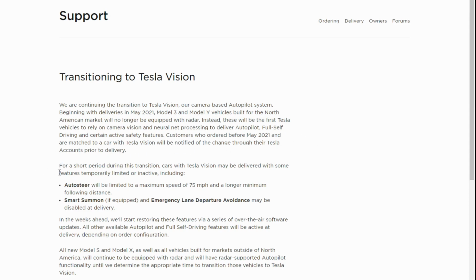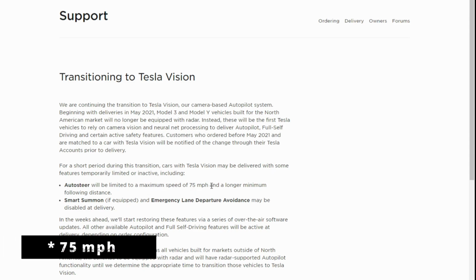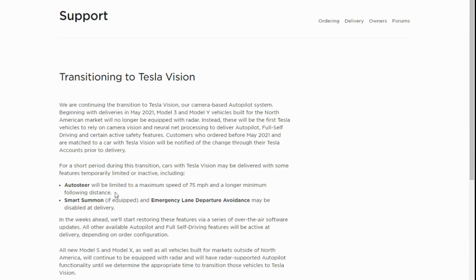So here is where the more concerning part comes in. For a short period during this transition, cars with Tesla Vision may be delivered with some features temporarily limited or inactive, including Autosteer will be limited to a maximum speed of 75 miles per hour and a longer minimum following distance. This would be problematic for me considering the interstate speed limits here are 75, which absolutely nobody drives. And so if I were limited to 75 miles per hour on the interstates, cars would be flying by me. And I really hate that sensation.